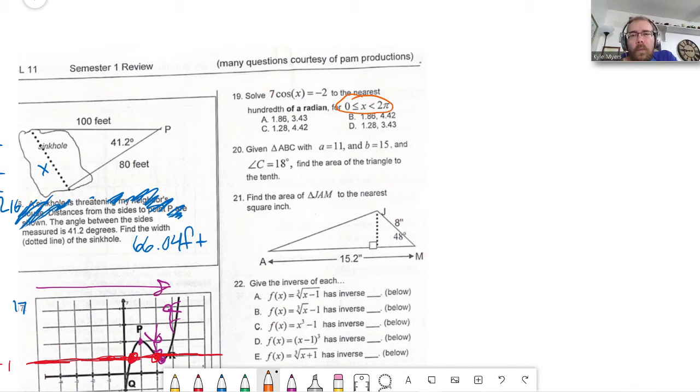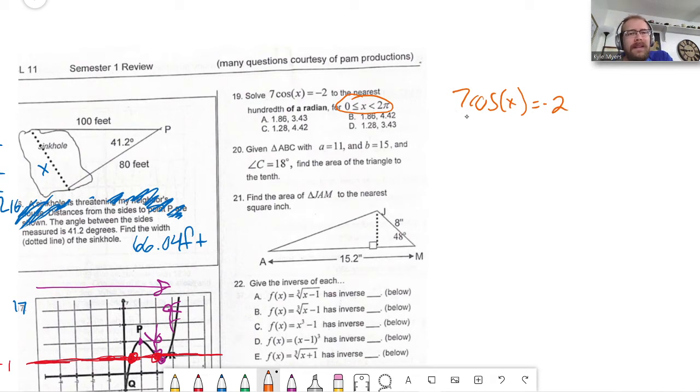So, it looks like A, B, C, and D all have 2 answers. So we should be getting 2 answers. Just keep that in mind. But let's go ahead and just solve this. Well, there's only really 2 steps I need to do here.